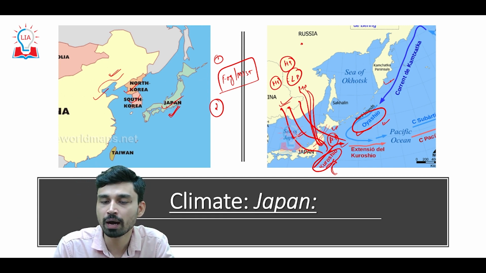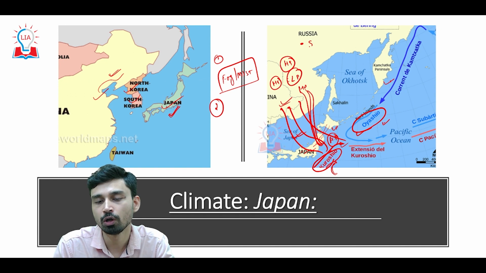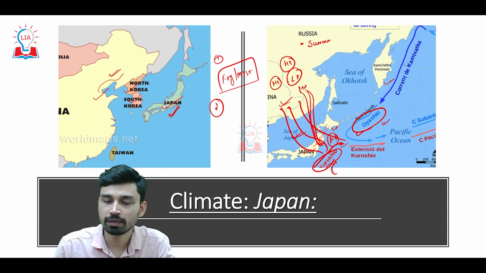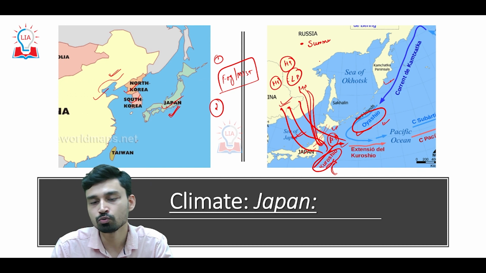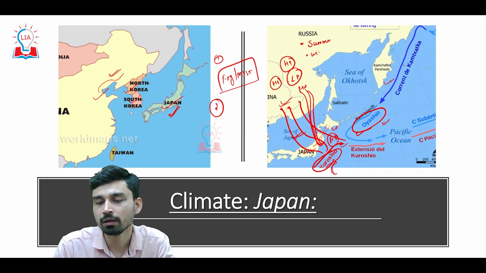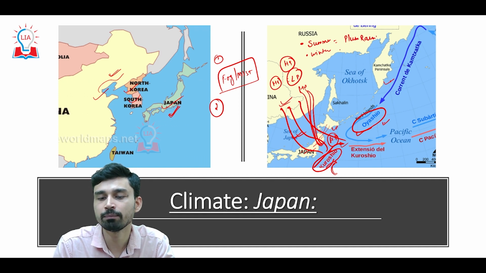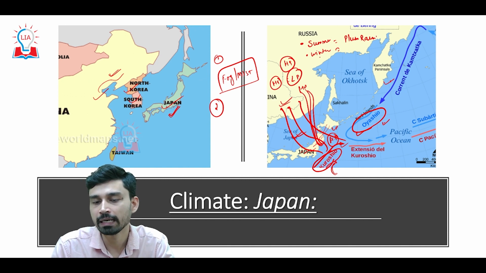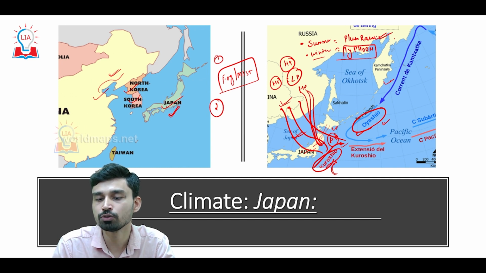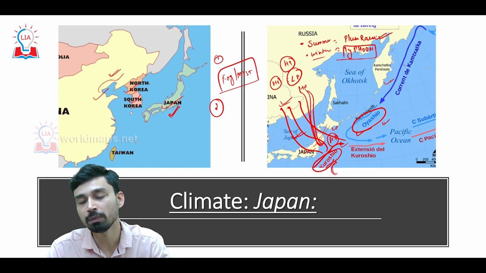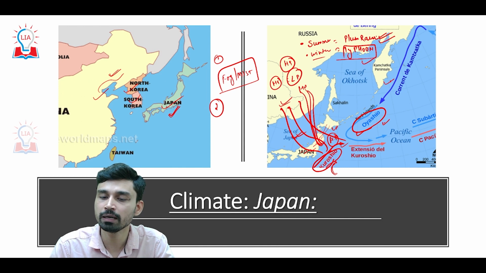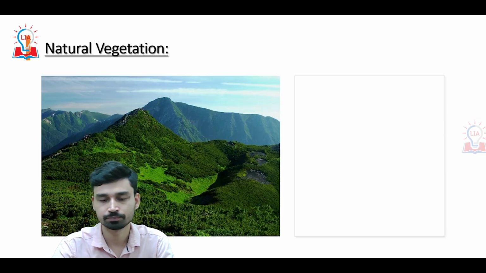Japan has two high seasons of rainfall. One during the summer by what we can say as the southeast monsoon, and one during the winter by what we can say as the northwest monsoon. In the summer, the rain is called plum rain because it helps in ripening of the plum fruit, and in the winter, rain is called typhoon rain because it is associated with typhoons, that is, tropical cyclones. Thus, Japan has two rainy peaks, one in the summer called plum rain, the other in the winter called typhoon rain.